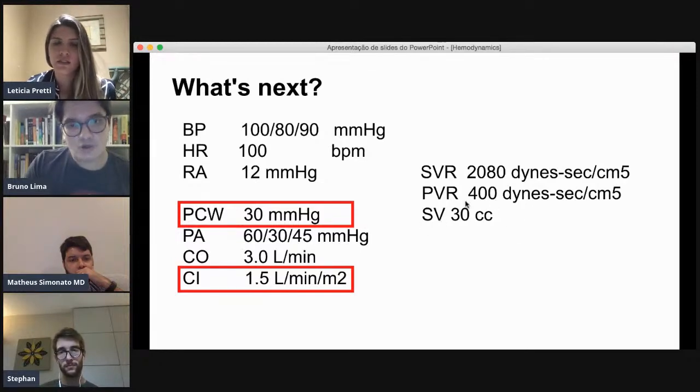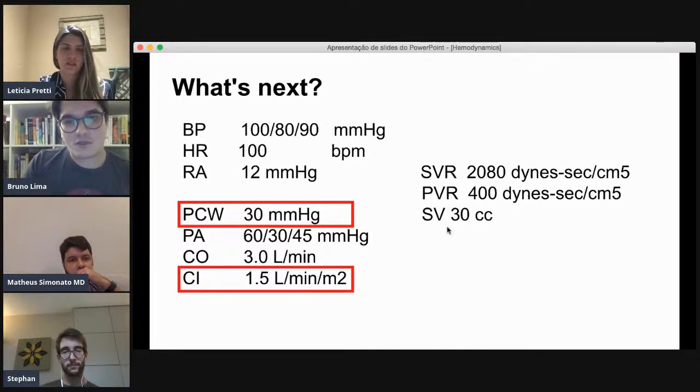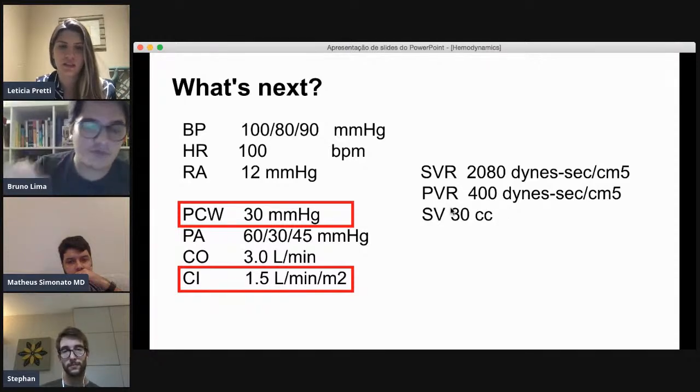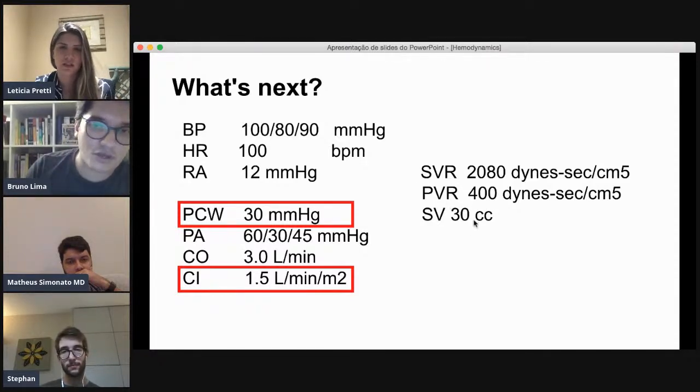And this is a stroke volume, so with every beat, he puts out about 30 cc's, okay? So remember, cardiac output is... if you multiply the stroke volume here, 30, times his heart rate, you're going to get exactly the cardiac output, okay?